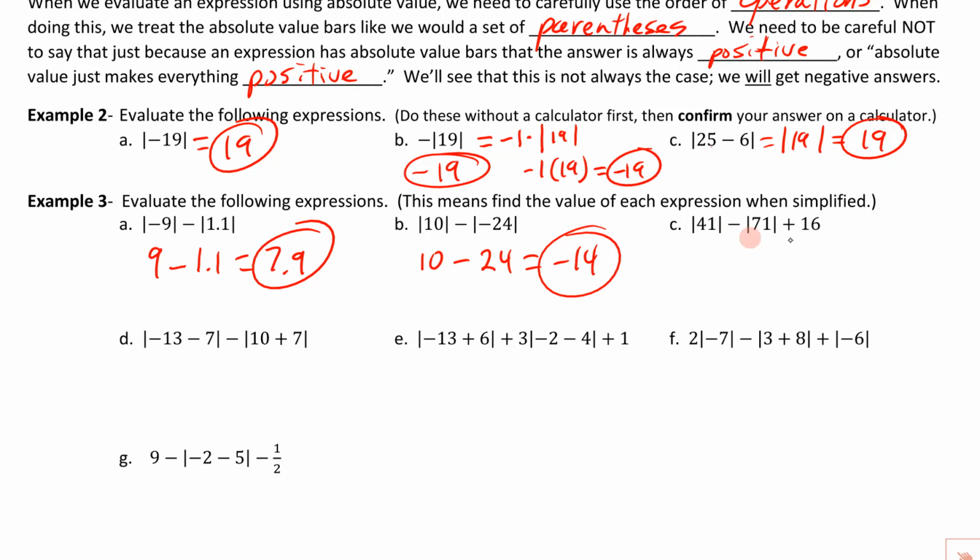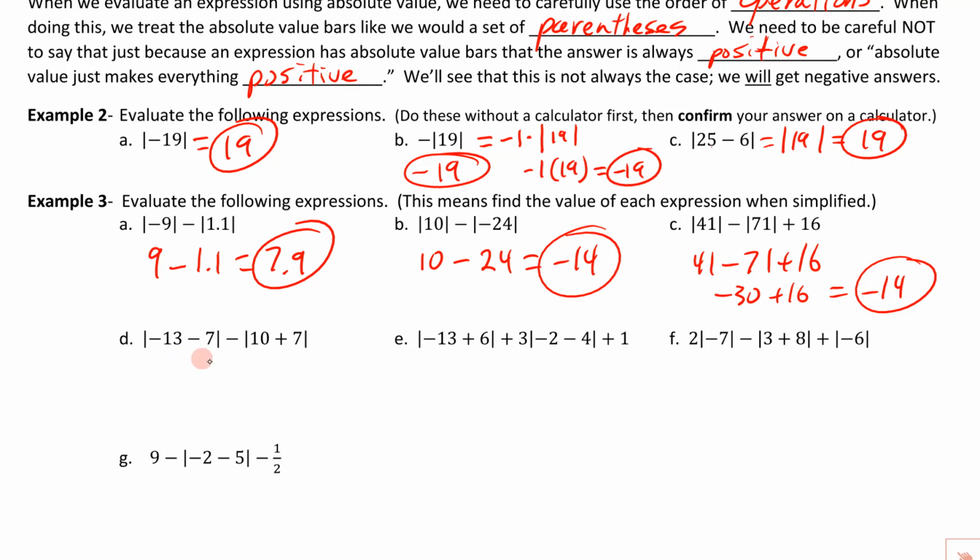So let's go through and see what we've got here. Absolute value of 41 is 41 minus absolute value of 71 is 71. And then plus, that's just a plain old 16. So we're going to go ahead and do the subtraction here, and then we'll do the addition. This is going to be -30. You can double check on your calculator. And then we're going to add 16. We end up with -14. Again, interesting. Both answers had a -14 there.